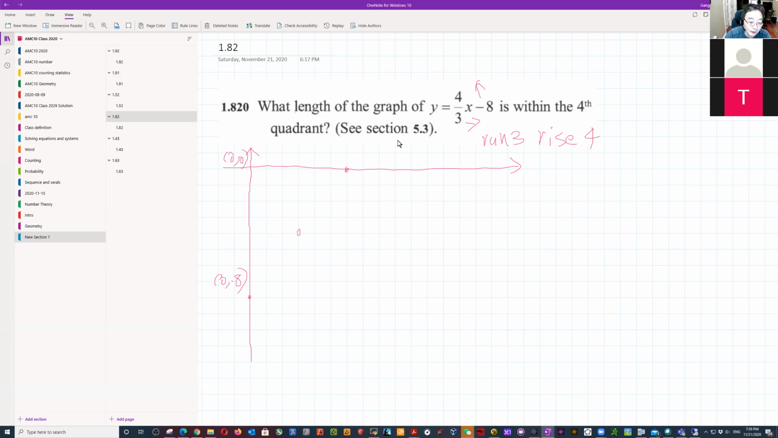And it's asking for the length of the graph within the first quadrant. So if I connect the dots, it's the length of this segment. And this is actually 6, 0. So basically, this is a 3, 4, 5 right triangle. The length of 6 is 2 multiplied by 3. This is 8, which is 2 multiplied by 4. So here is just 2 multiplied by 5, which is 10. So basically 10 is the answer.